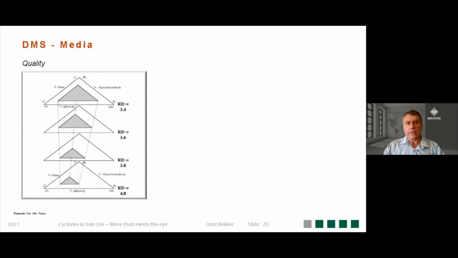Another factor is the media. In this example, this is a comparison between an operating density of 3.4 going up to a density of 4.